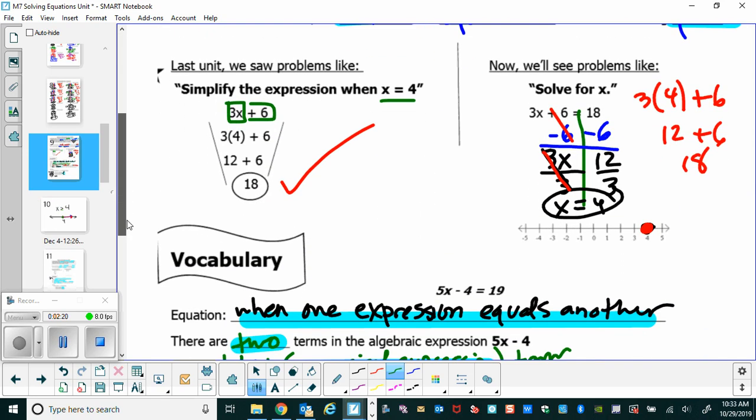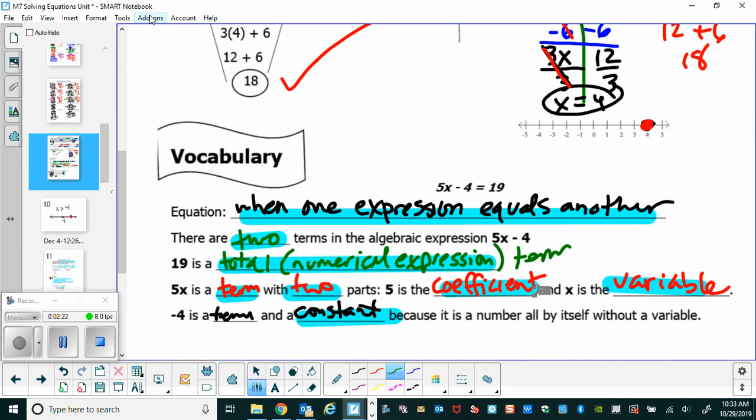Now back to this. For our vocab, let's just make sure that we're good to go with this. We've got 5x minus 4 equals 19. So this is an equation because we have one expression equals another. I want to point out that one of my expressions is algebraic. My other expression is numerical. This is an algebraic expression. This is a numerical expression. It's just a number. And when you set them equal to each other, you've got an equation.